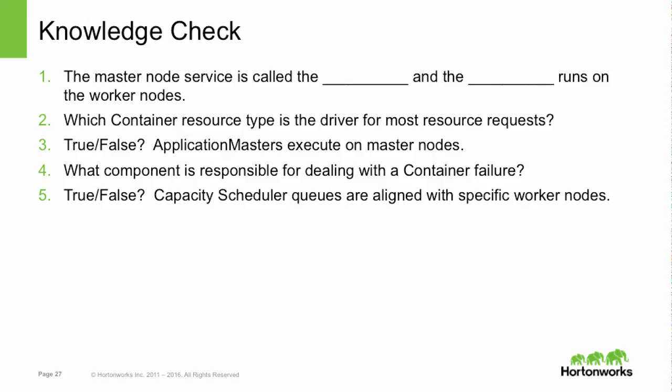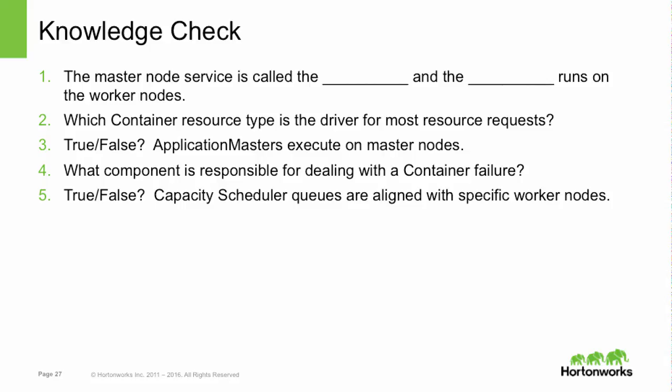And I guess the last question, we were just talking about this: does the capacity scheduler, those queues that we define, those evenly spread queues, are they aligned to specific worker nodes? They're not. We actually have a nested set of queues there, and each level of the queue has to equate to 100% of all resources.